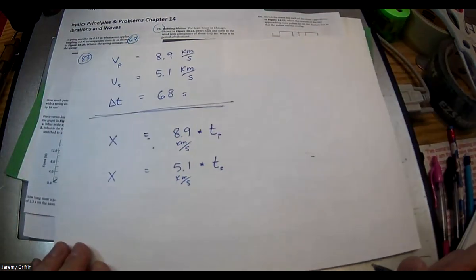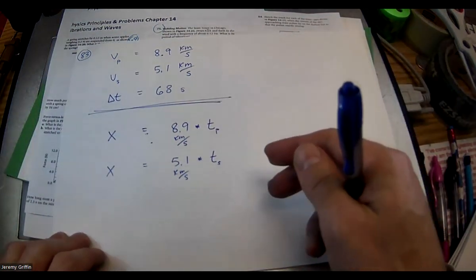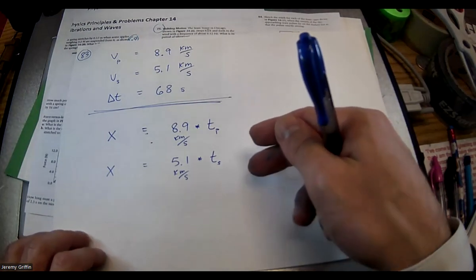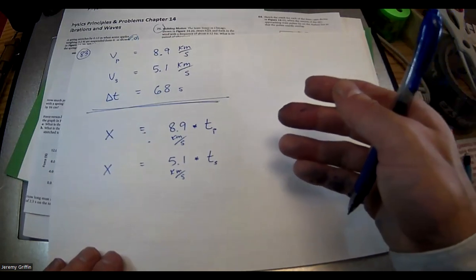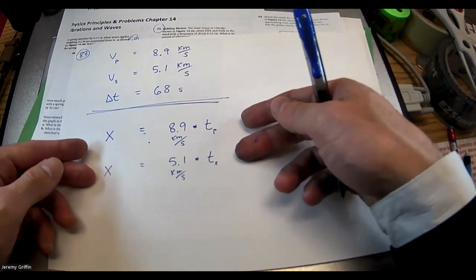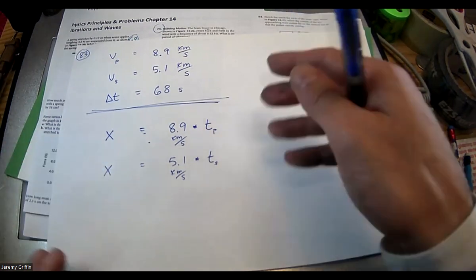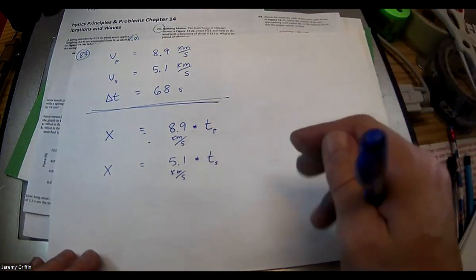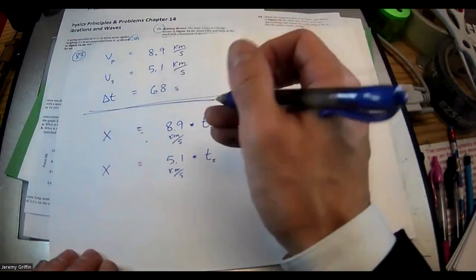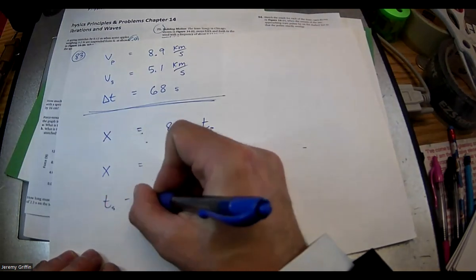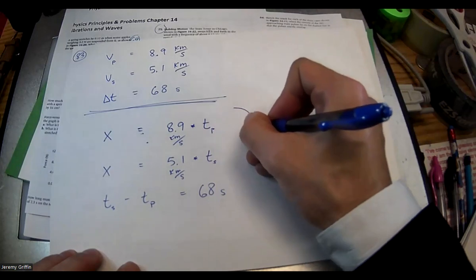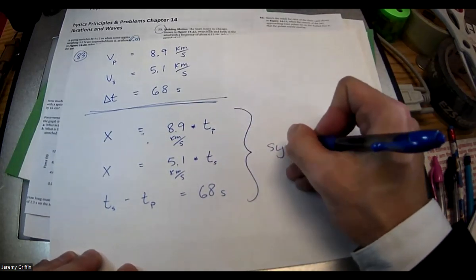Would that be true? So you set them equal to each other? Yeah, you can set them equal to each other, that could be one step you could do. Thing is though, there'd still be 2 unknowns. Like right now, there's 3 unknowns. Right, so we still need one more equation. And that's this guy right here, the time gap. So time secondary minus time primary is 68 seconds.